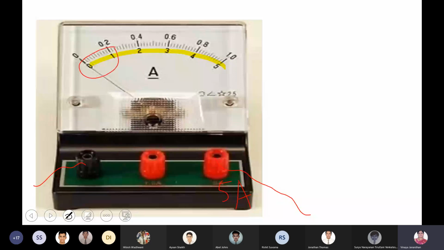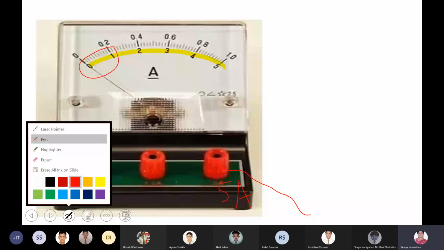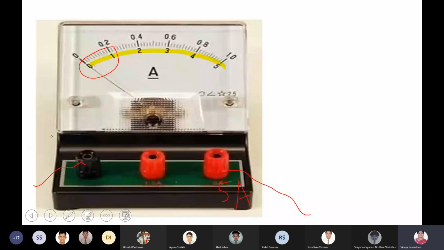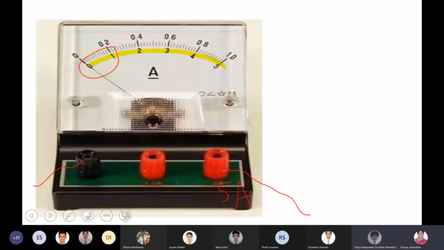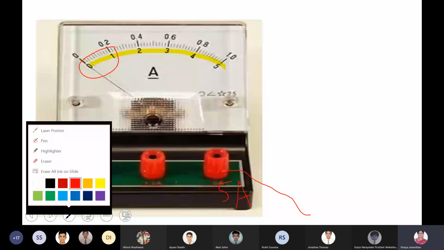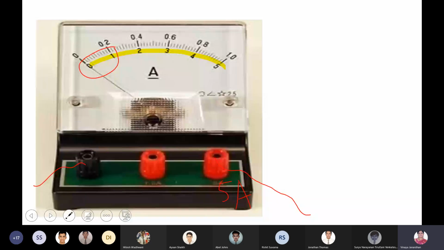The initial range. Least count is equal to the value of one division. That will be 0 to 1, which is 1, divided by how many divisions are there? Between them there are 10 divisions. So it will be 0.1 ampere. Is that clear?